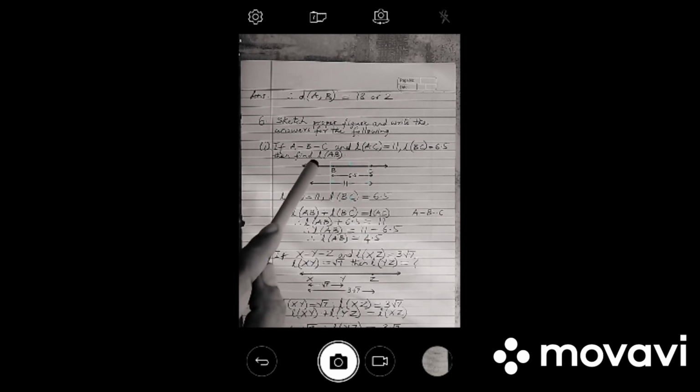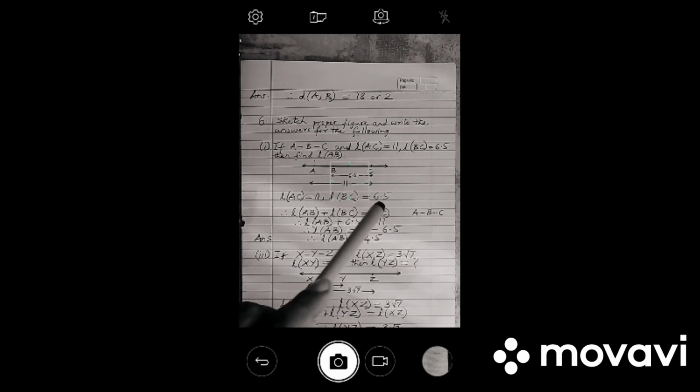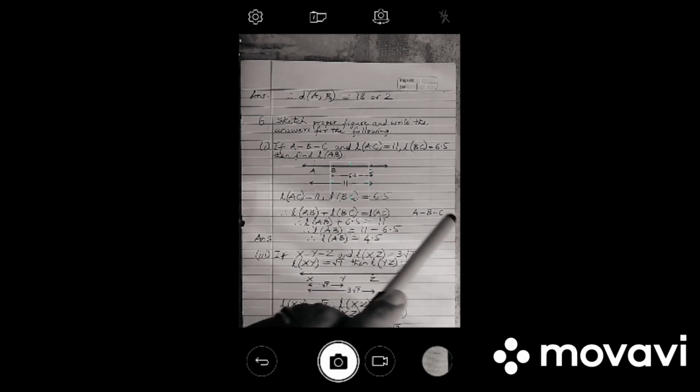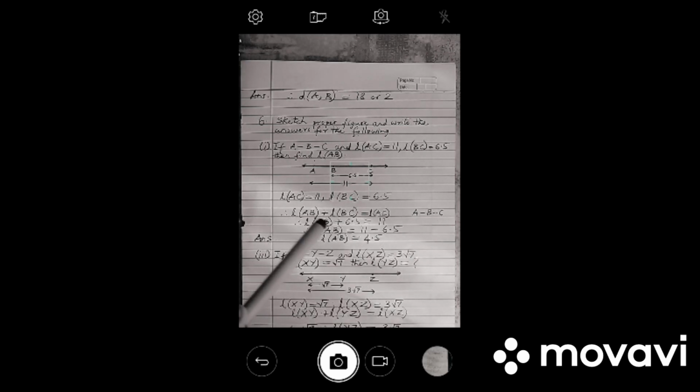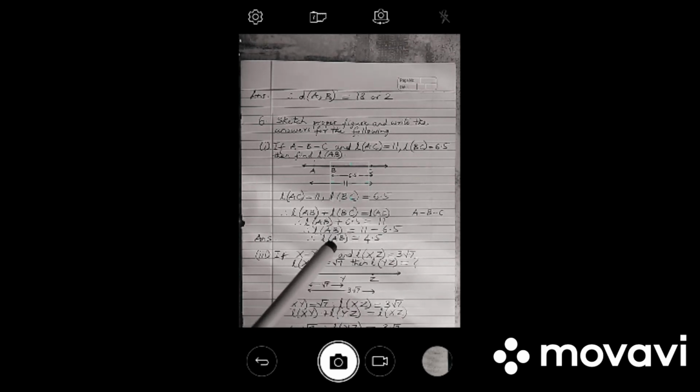Then length of AB plus length of BC is equal to length of AC, since B lies between A and C. Therefore length of AB plus 6.5, that is equal to 11. Therefore length of AB is equal to 11 minus 6.5. Therefore length of AB is equal to 4.5, which is the final answer.